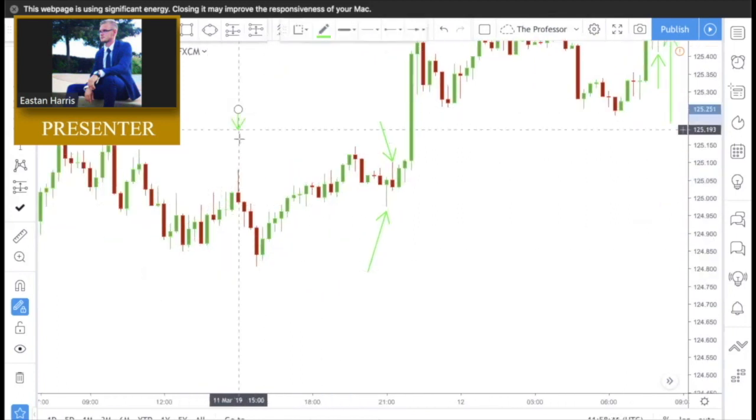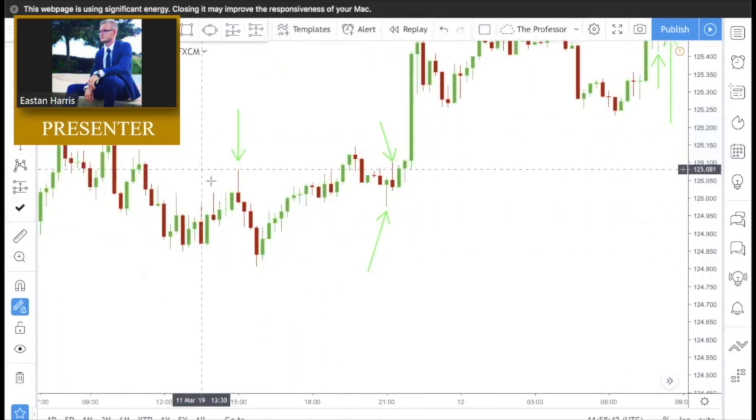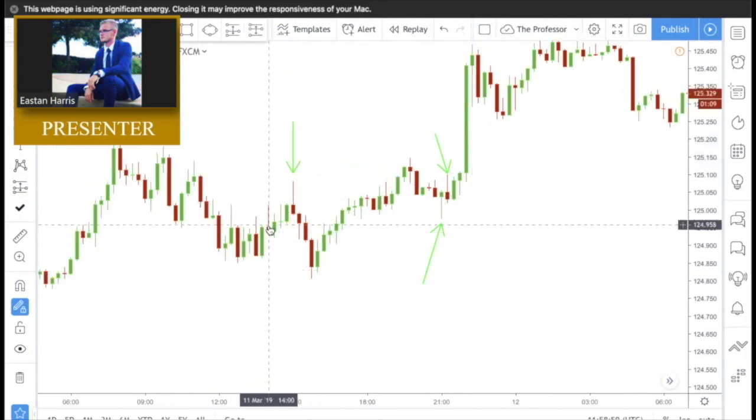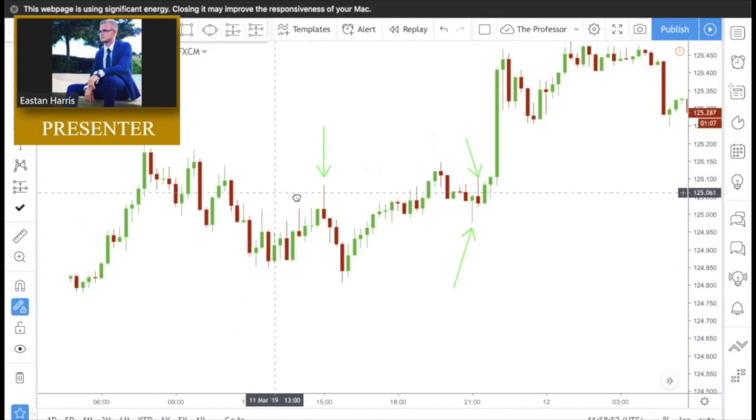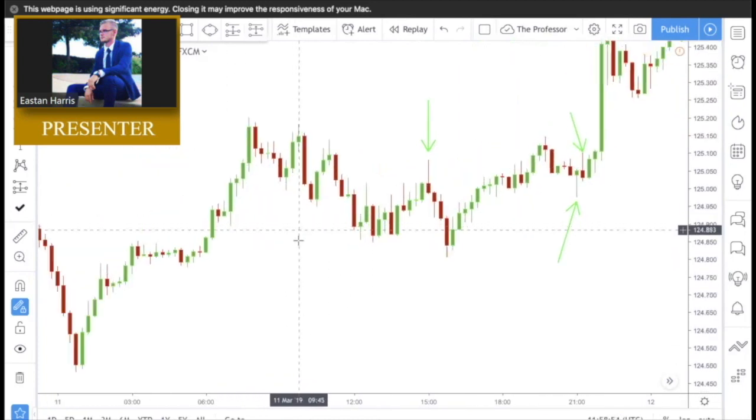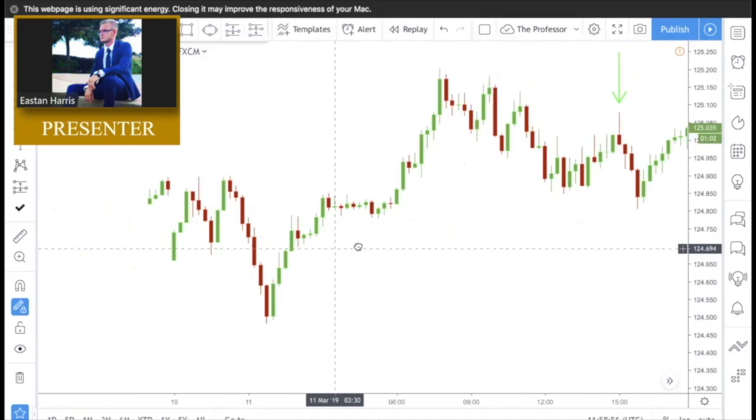We've got another exhaustion here. Price comes up, rejects, falls. Another exhaustion right here as well. They're everywhere, guys. If you pull up a chart and go look, they are everywhere.